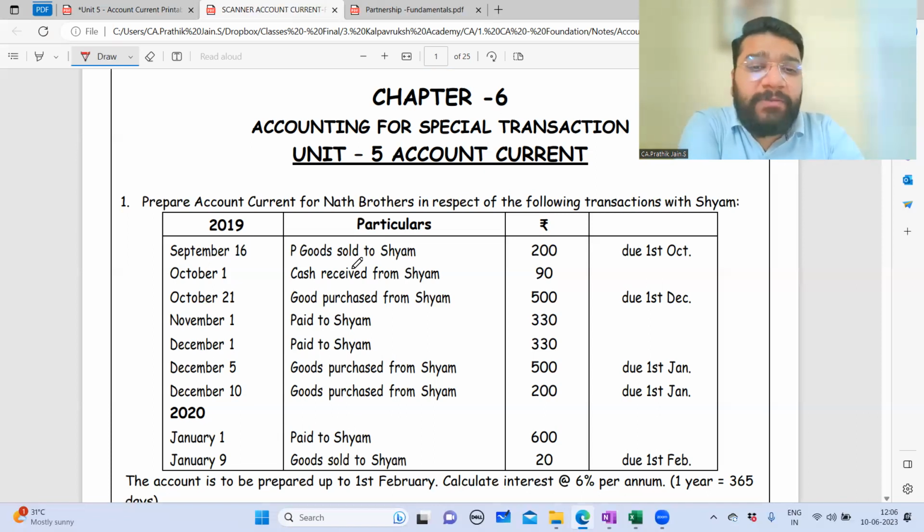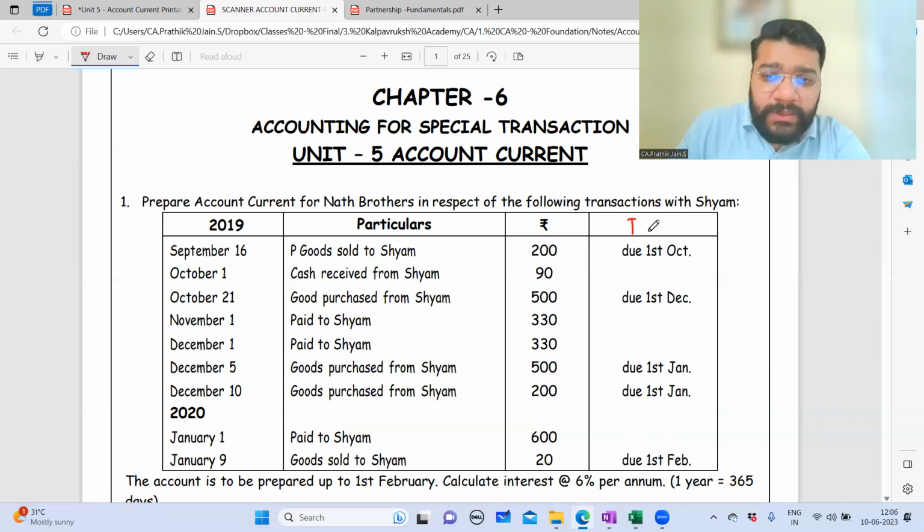October 1, cash is received. October 21, goods are purchased. All the transactions are given, and the respective due dates are also given. For sale, what is the due date? For purchase, what is the due date? If you can see here, there's a due date column. This is the due date.